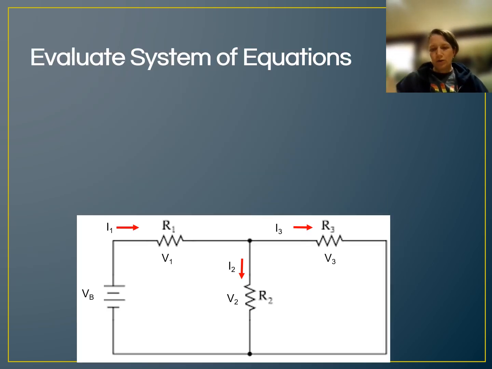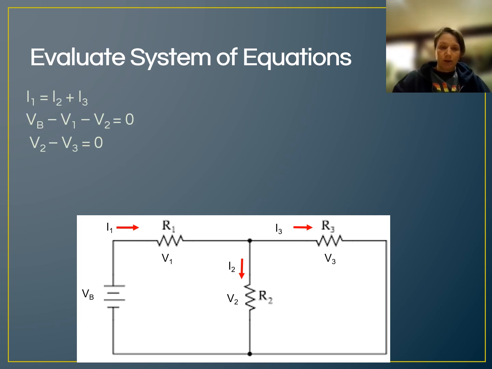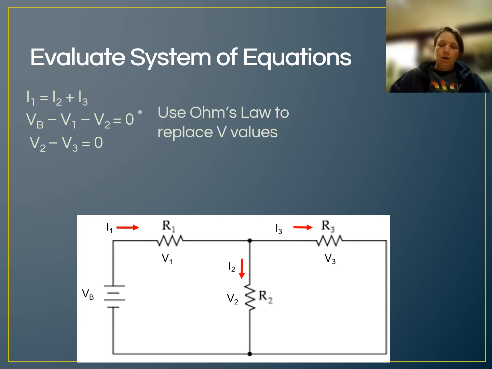Once you've gotten all of your possible equations, you can create and evaluate a system of equations that can allow you to mathematically find any value that you're interested in. For example, these are some of the equations that we had: I1 equals I2 plus I3, VB minus V1 minus V2 is 0, and V2 minus V3 is equal to 0 as well. We're trying to reduce the number of variables in this system, because what we ultimately want is as many equations as we have unknowns. In this case, we have a whole bunch more unknowns than we have equations.